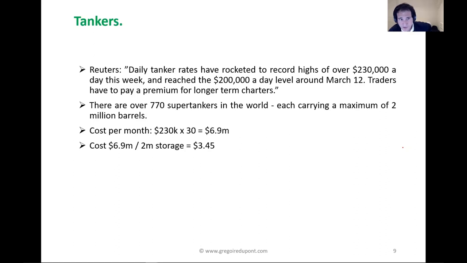So if you take the 770 super tankers in the world, each of them carries a maximum of 2 million barrels. So I make this quick calculation. If the cost per month is $200,000 times 30 days, that costs me 7 million. So if I put my oil in, it's going to cost me 7 million. And 7 million divided by my 2 million of storage, I need a differential between the 1 month calendar future of $3.45. And this is what you have. If you don't have this, then the contango, or doing the tanker business, is not worth doing. So that's something that you need to be able to do. It's not that complicated. It's more about putting in place your infrastructure and knowing what could be moving if the asset is moving in a certain way.